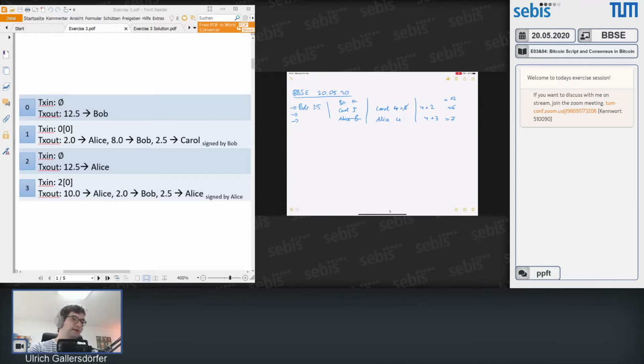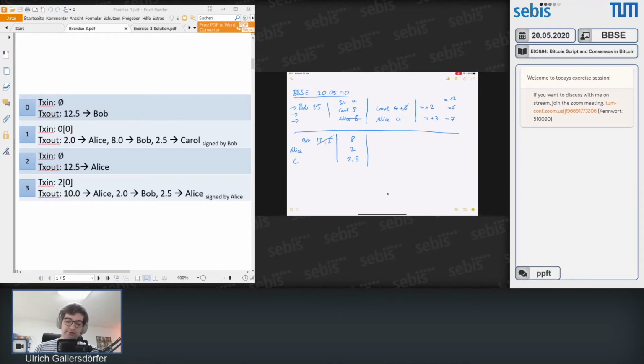What is wrong here? So first transaction is obviously correct. So we have again, Bob has 12.5. Then we spend the transaction from Bob. So Bob receives 8. Alice receives 2. And Carol receives 2.5. So what is the issue with that? That's fine, I think. We can move on.